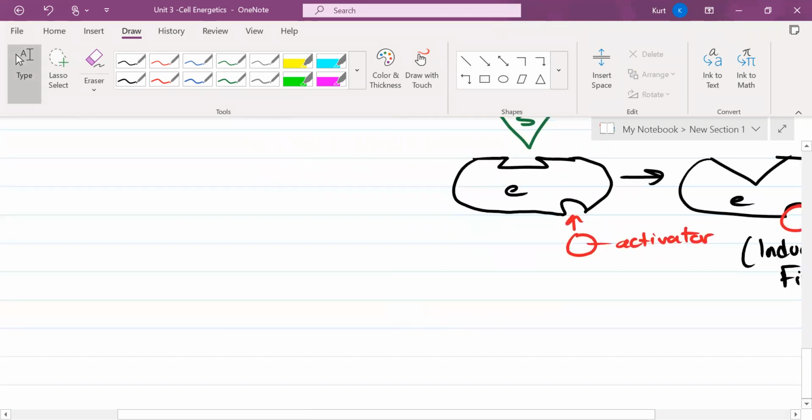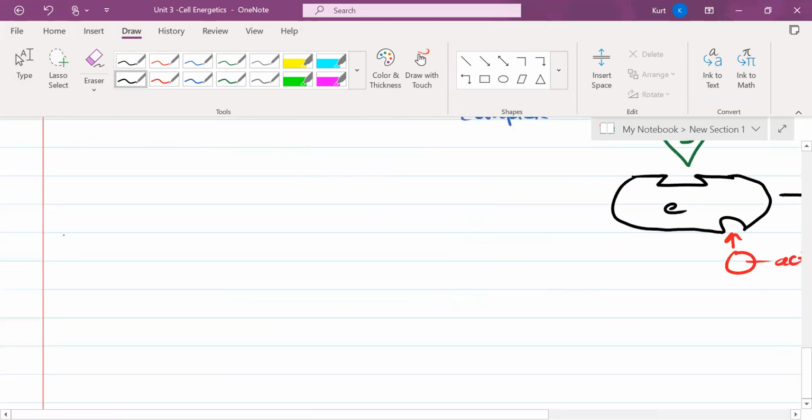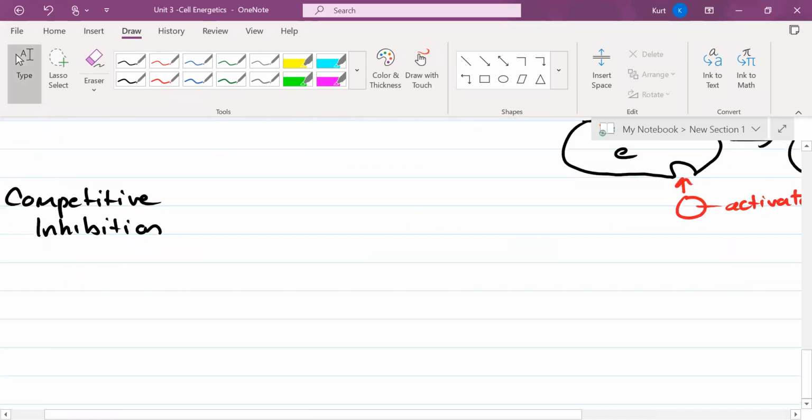All right, one more thing. Let's talk about competitive and non-competitive inhibition. I'm sure you all have played musical chairs before. If you haven't, you had a horrible childhood. Just kidding. Competitive inhibition looks like this.